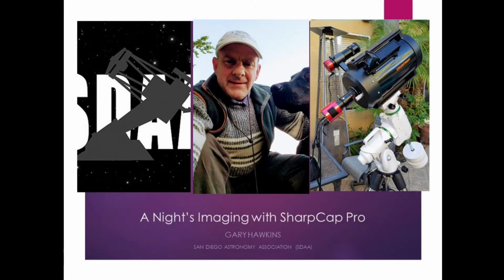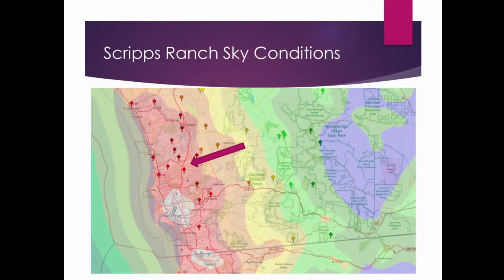Right, first of all, where am I? So as I said, my name's Gary Hawkins. I'm a member of the San Diego Astronomy Association. I am also a member of the AAVSO, which is the American Association of Variable Star Observers. And I do quite a number of live streams, both under my own YouTube channel and also that of the SDAA.